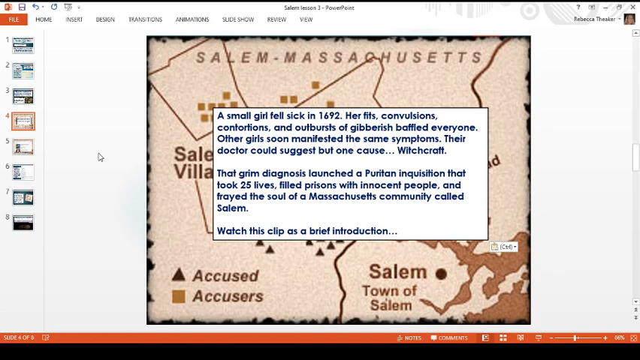that these girls are witches. This grim diagnosis launched a Puritan Inquisition that resulted in 25 people being killed, and it filled prisons with innocent people, and it frayed the soul of a Massachusetts community called Salem, which, even though we are now hundreds of years on since the Salem Witch Trials, the town of Salem is still plagued with its rather grim history of being the area that hung people for witchcraft.